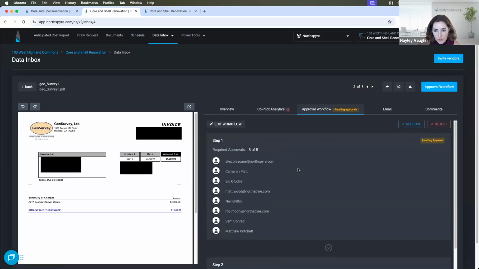We also have approval workflows, of course, available to you as well, so you can have all of the relevant parties that need to approve in place to do so.